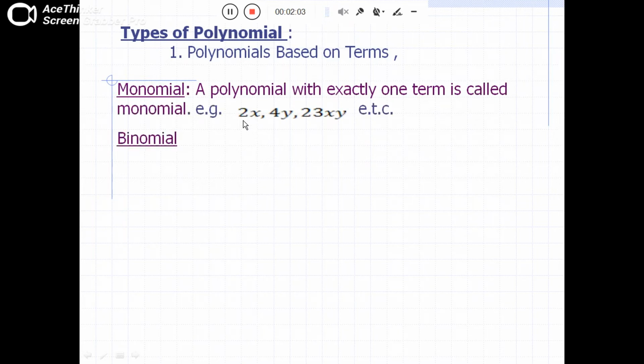For example, first is given 2x. 2x is a monomial. 4y is a monomial. 23xy is a monomial, etc. Because all are having only one term.